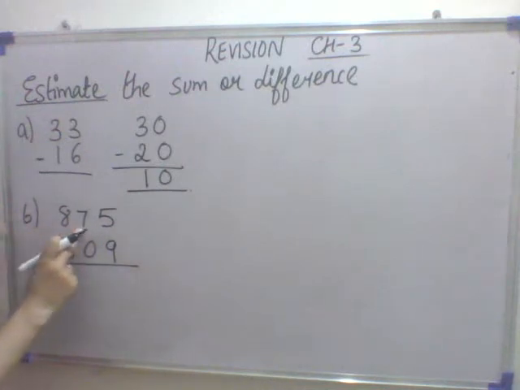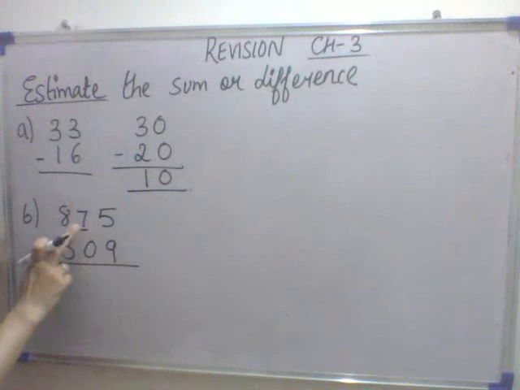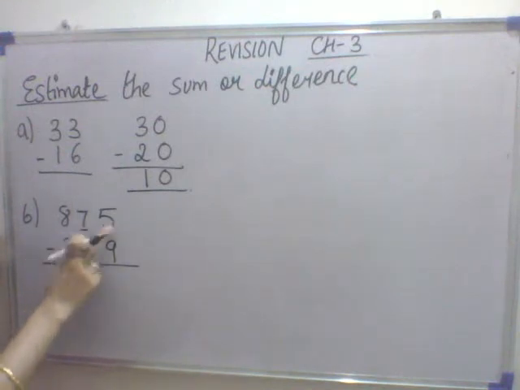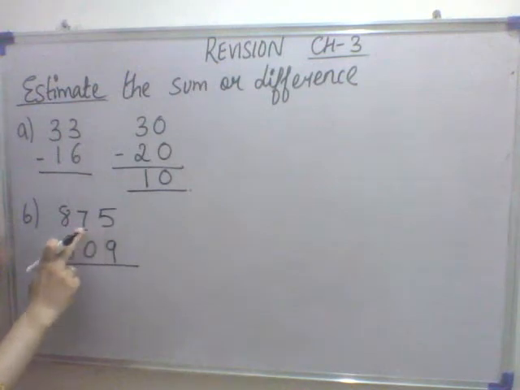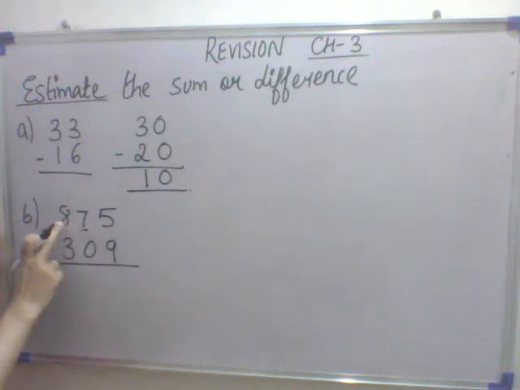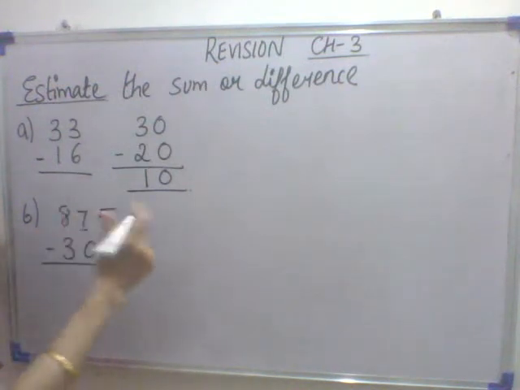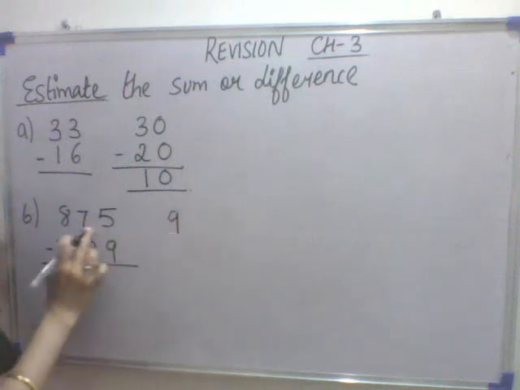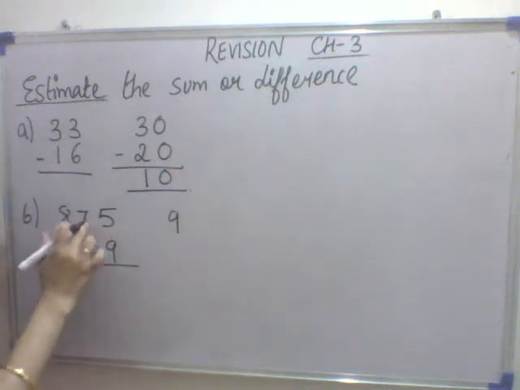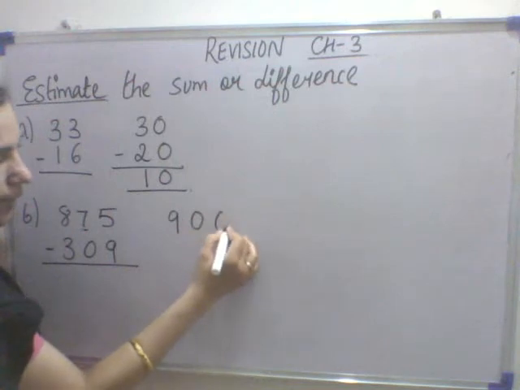It is 7. So if the digit is 5 or more than 5, the two digits at the ones and the tens place will become 0, and here we will be adding 1. So it will become 9, and at the ones and the tens place it will be 0 and 0.